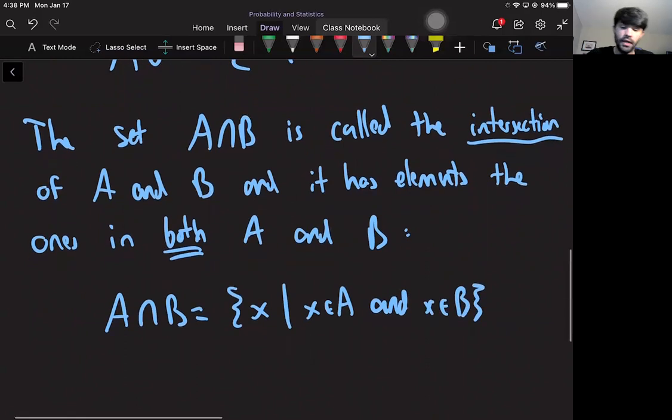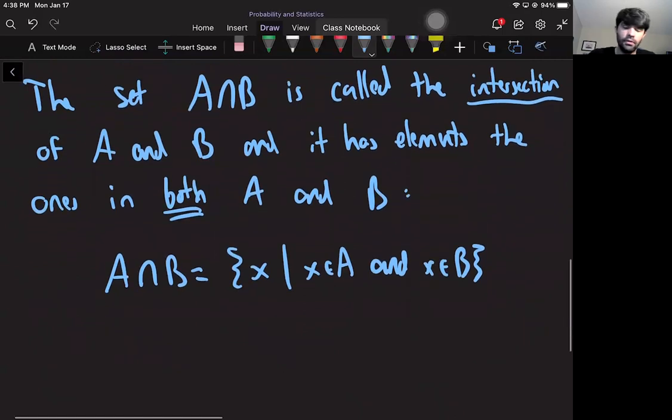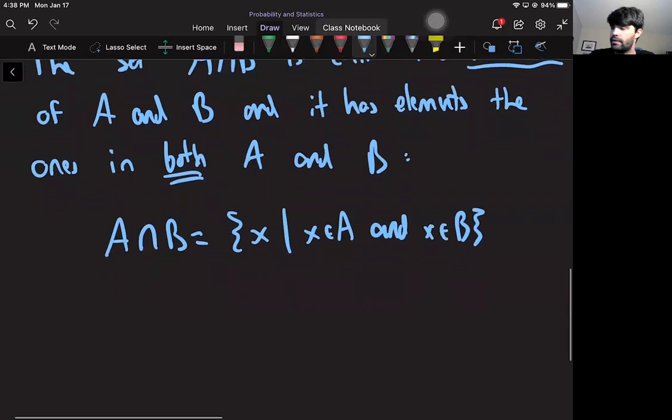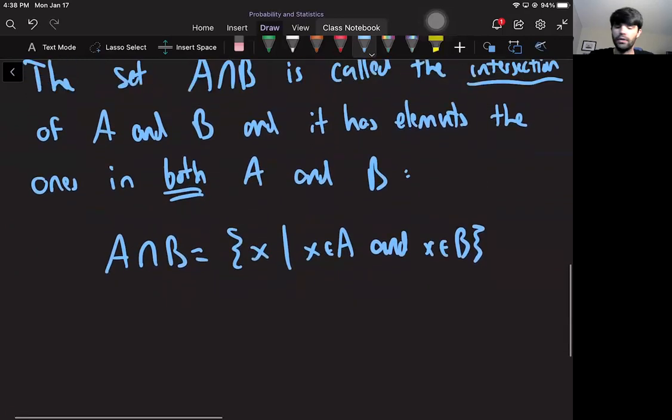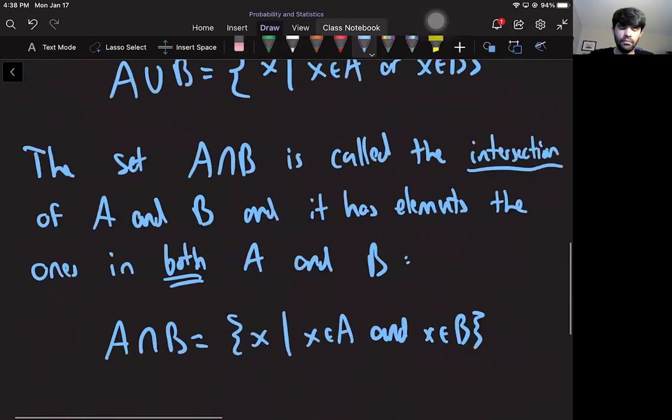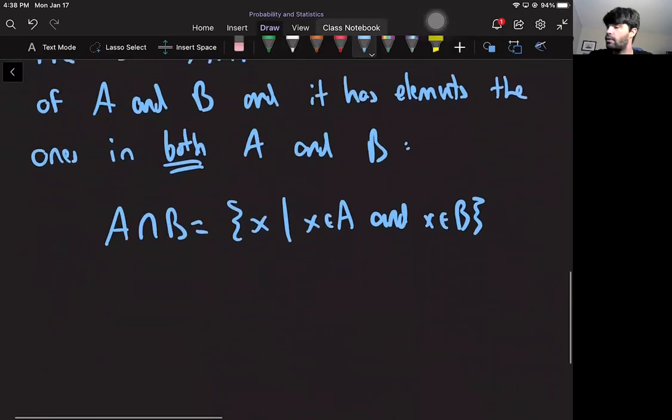Okay, so you take A, you take B, and you look at what's in common to both. That's what's in the intersection. It has to be in both. While the union, either one is fine. If it's in either one, then it's in the union. But to be in the intersection, it has to be in both.